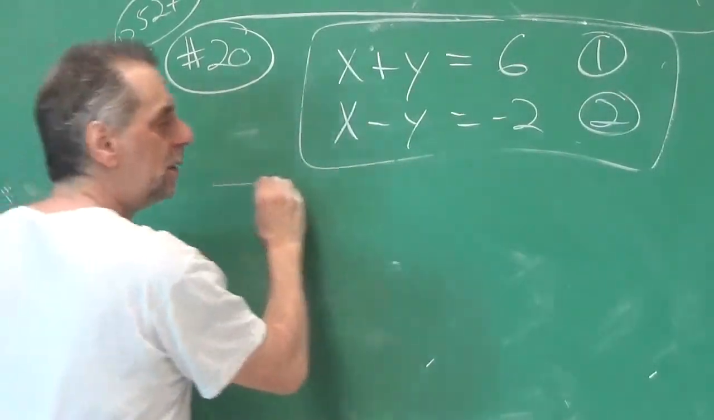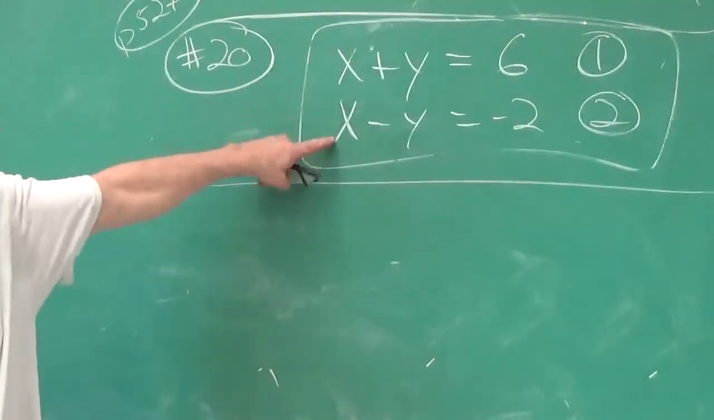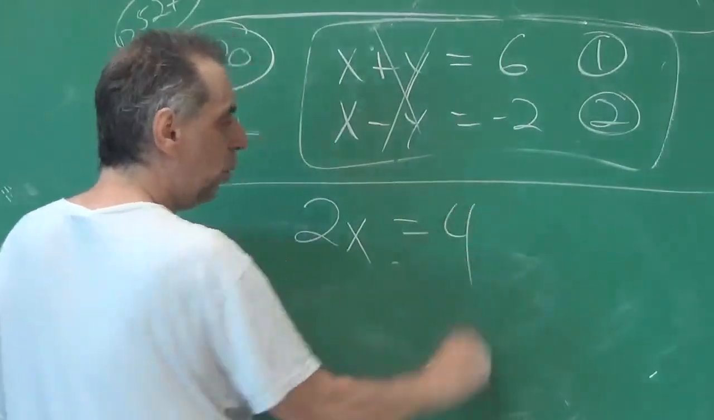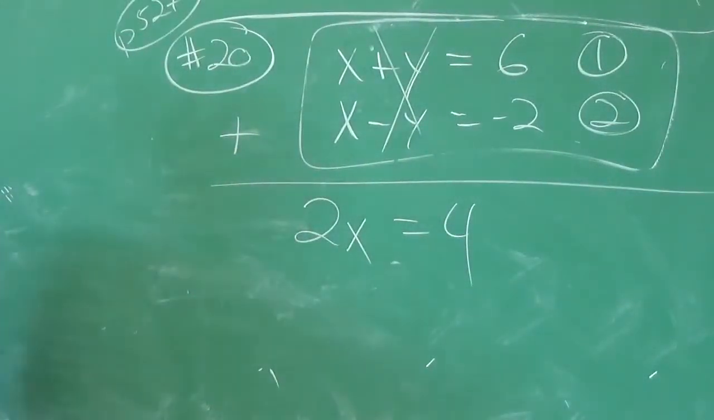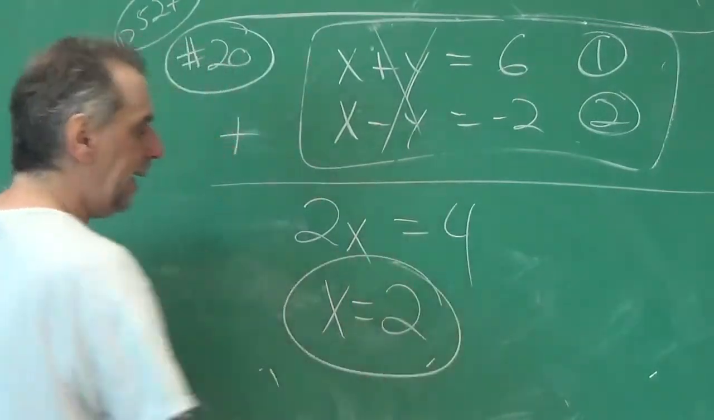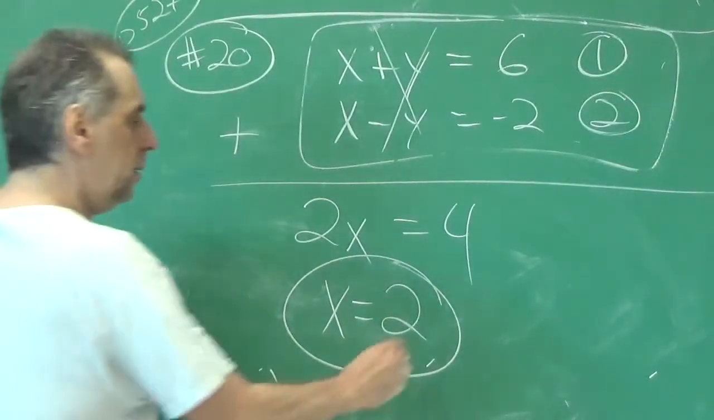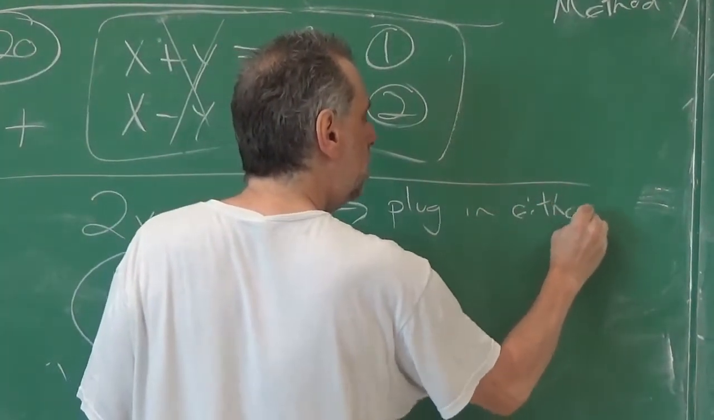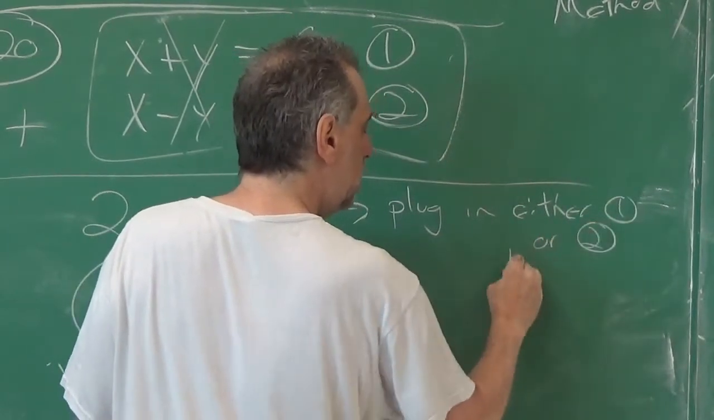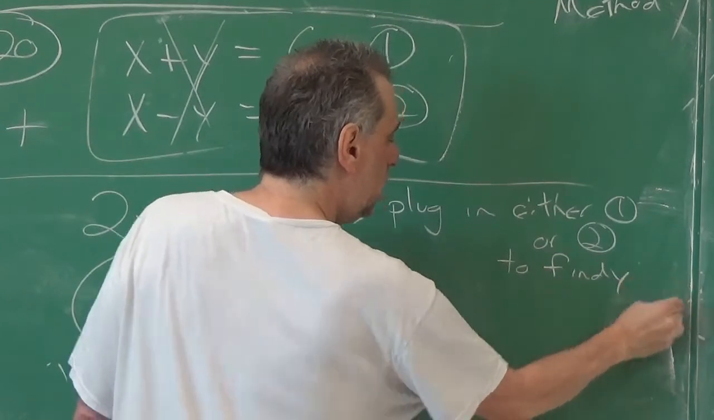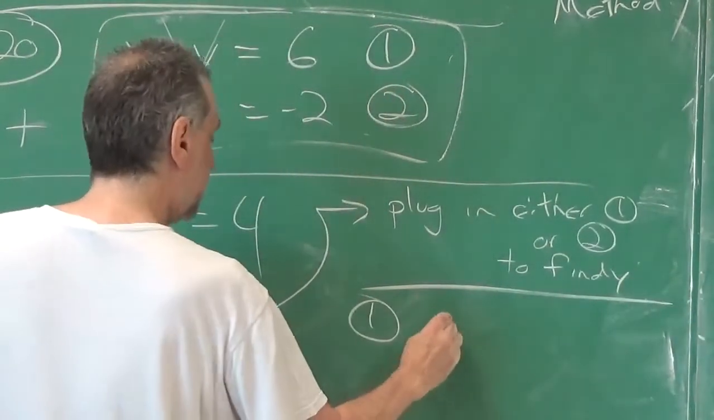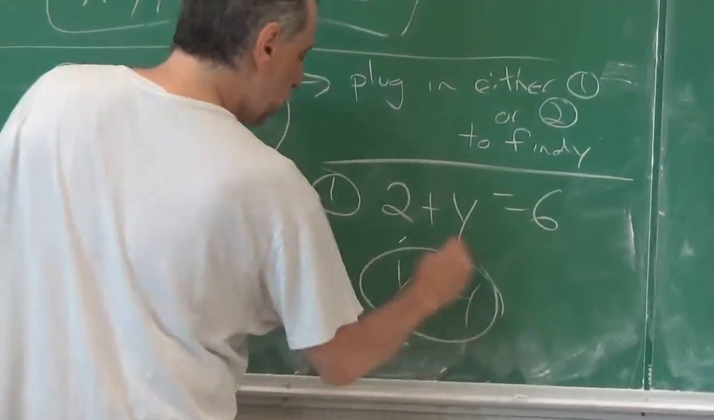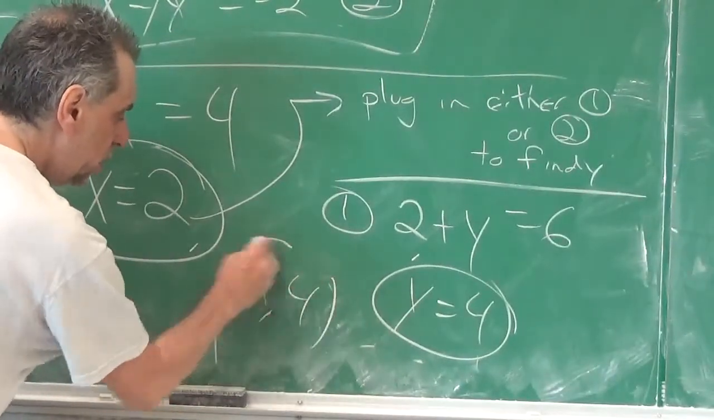This is already set up. So here I'm just going to add these two together, x plus x, so I'm adding to get 2x, the y's are eliminated, and I end up with 4. So obviously a very simple one variable equation here. I get x equals 2, I plug that into either original equation to find y. Okay, so I'll plug it into equation 1 and say x plus y equals 6, so y equals 4. So my solution is the point 2, 4.